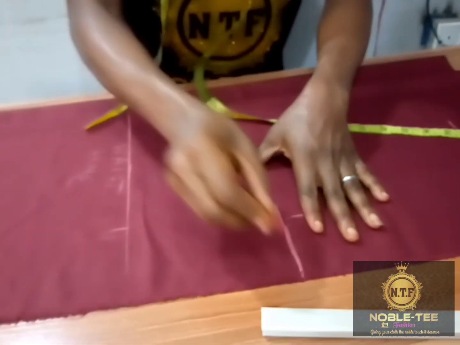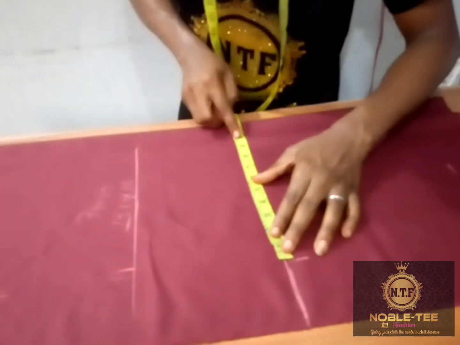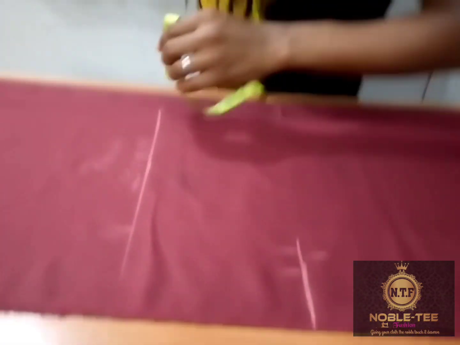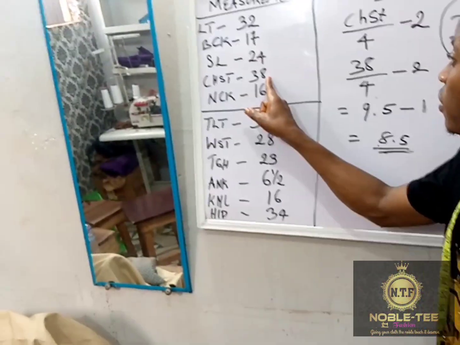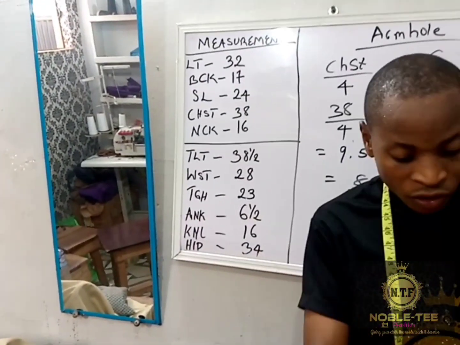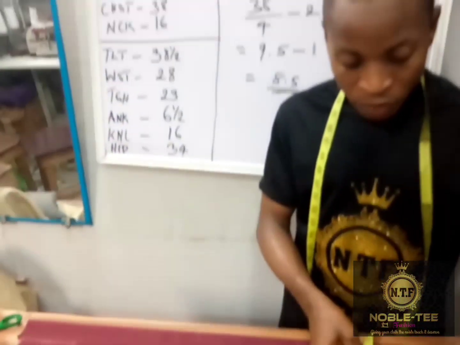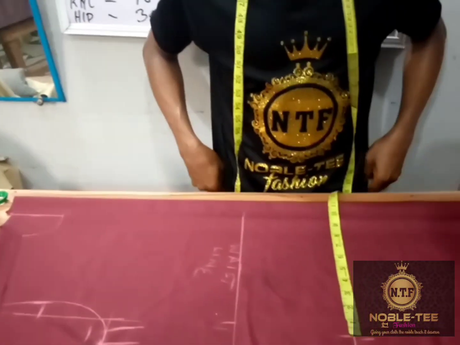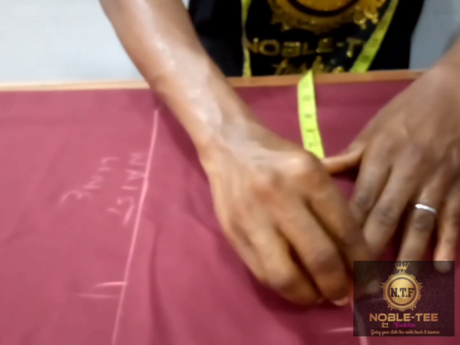So now from here I have a 9.5 here. If you check my hip, you can see my hip is a 34, while the chest is a 38. So this will be on the hip level. So please, in no way should whatever you are measuring here be smaller than your hip, so that the clothes will not be tight on the hip line. So make sure that whatever you have here is wider than your hip measurement.